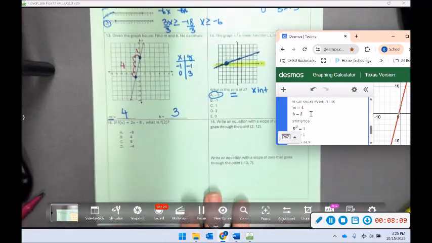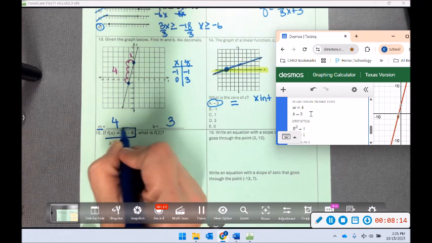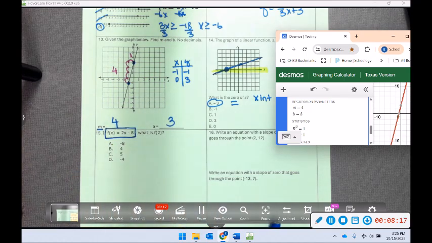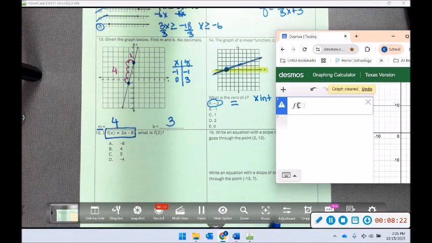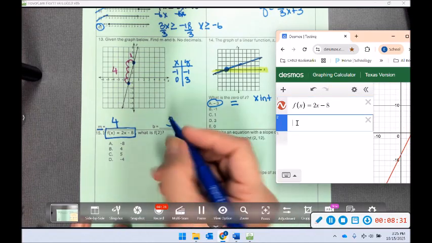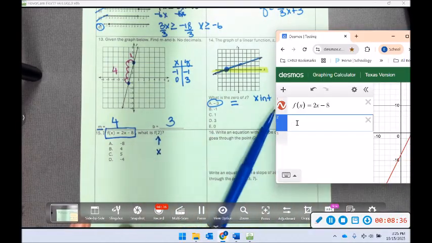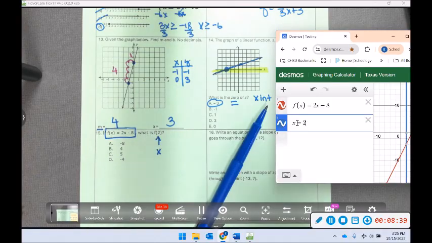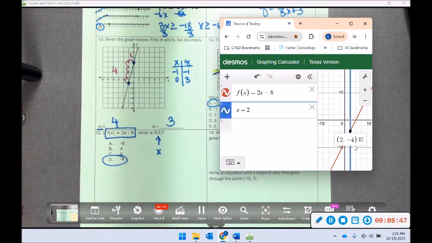Okay. Number 15, it's reviewing function notation. So when we do this problem, we go type this in our Desmos. So let me go delete all, and I'm going to type in f of x equals 2x minus 8. And then we're going to go to the second row, and we're going to remember right here it says find f of 2. And if it's inside, it's the x. So since it's the x, I go to my next row and I type in x equals 2. And my goal is to find out where these two lines touch. So when x is 2, my y is negative 4.